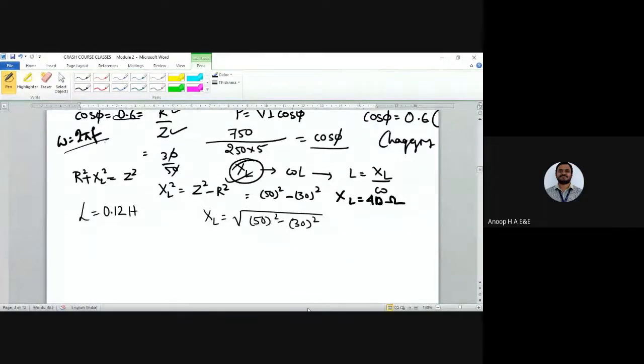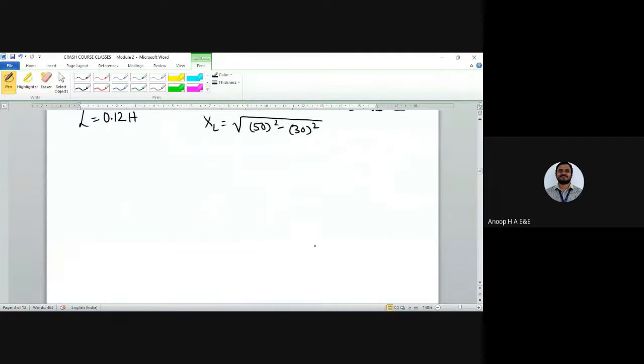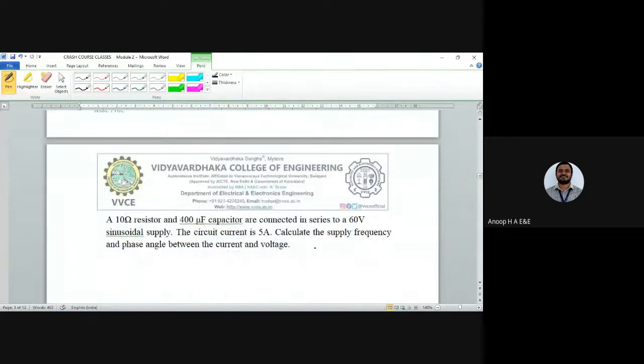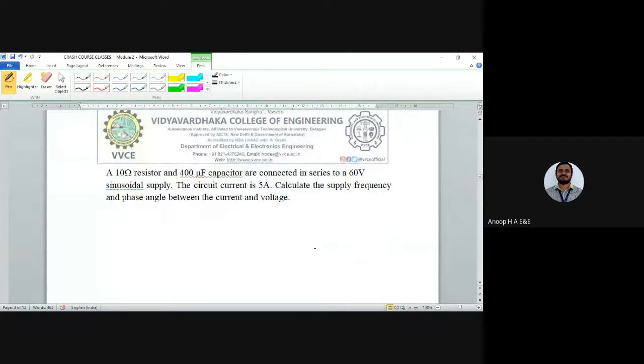So I hope everyone is solving. That's nice. Okay then, let us move on to the next one. Can you identify what type of circuit it is? It's a series RC circuit. Okay, so I'll leave this problem to Pranita.